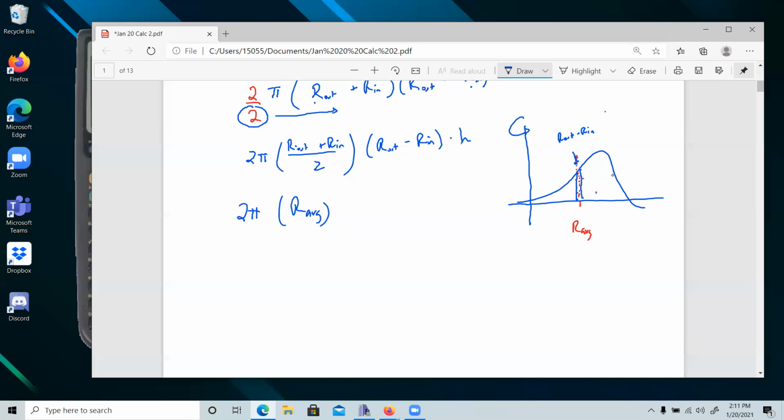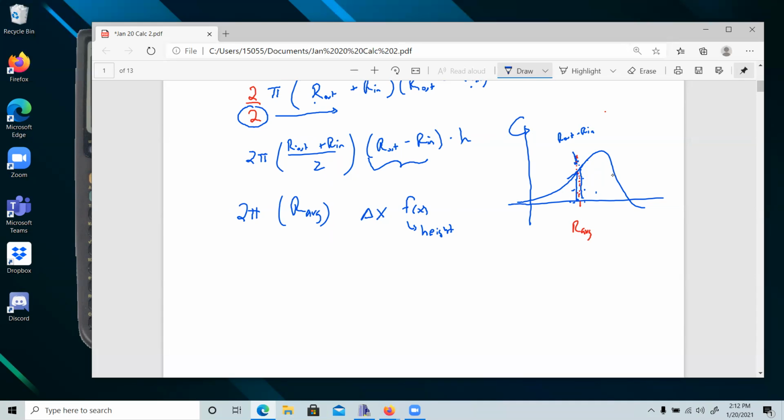And what is it a delta of? Here are my x's: r out is the big x, r in is the little x. So this is just going to be our delta x. And then how tall is this thing? How tall it is depends on what x is. That's going to be your f of x. That's your height.